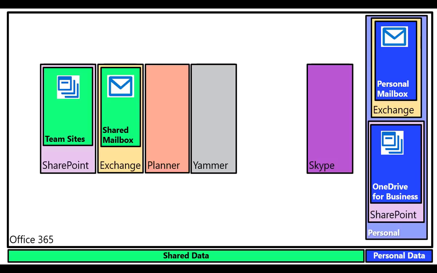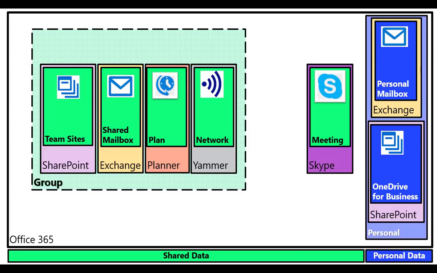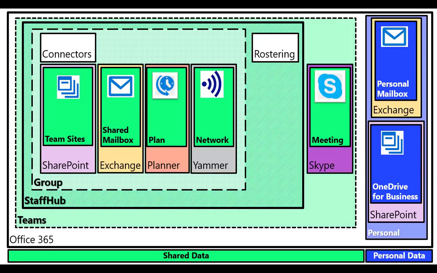Now, what we can do is we can have the same environment where we can have a team site that a group of people use, and that's hosted on SharePoint. Same with a shared mailbox, a planner plan, Yammer, Skype, and so on. Now, if we start building these together, we get something called Office 365 Groups. We also get Staff Hub, which includes rostering. And then what you'll see here with Teams, Teams is built on an Office 365 Group, is built on a Staff Hub, includes all of that goodness in there, adds persistent chat, and also adds Skype in there as well.